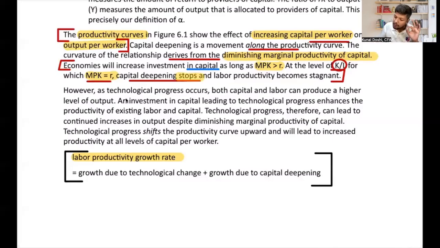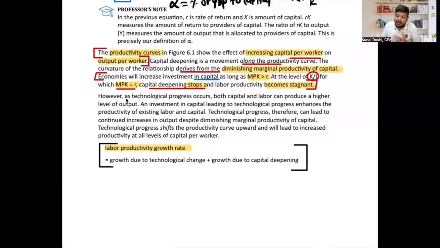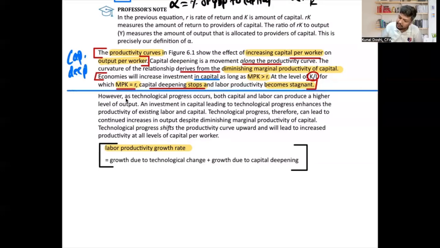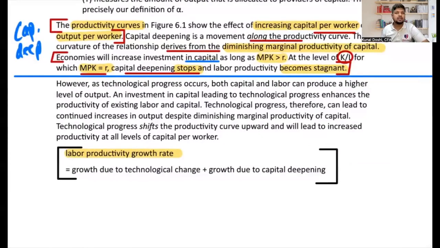Capital deepening stops and labor productivity becomes stagnant. Means now the only way to increase the GDP is not capital. What is the only way to increase the GDP? Tell me. If capital deepening has a diminishing marginal utility, we discussed that, so I cannot forever increase the capital. So what is the only way to increase the GDP? Yes, very important. The only way to increase the GDP is technological growth. Amazing. It is through technological growth.